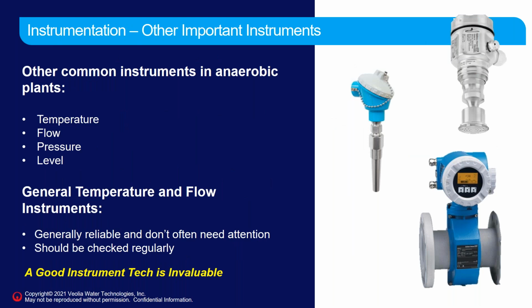There's other types of instrumentation that are commonly found in anaerobic plants: temperature control equipment, flow control equipment, pressure and level measurements and controls. Now, generally, temperature and flow instrumentation is pretty reliable and really doesn't need that much attention, but you should still check it regularly and have it on a regular maintenance list. I can't tell you how good an instrument tech is to your system. They're invaluable.